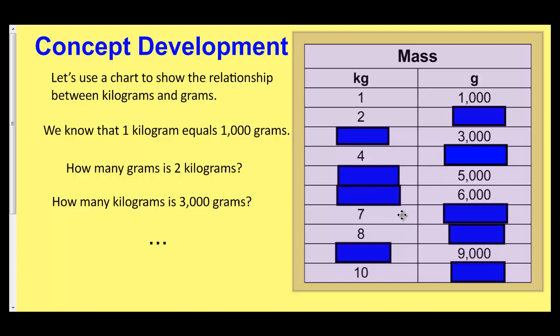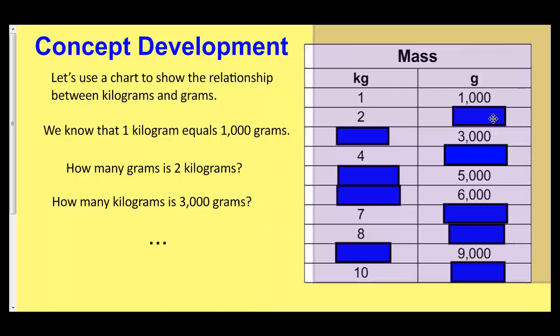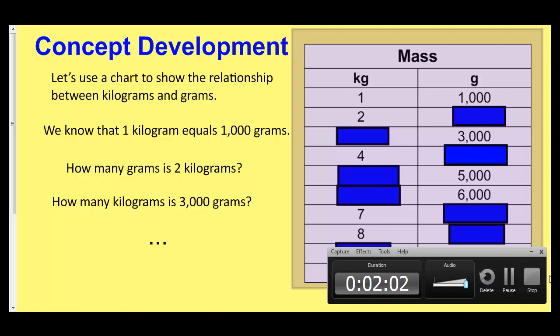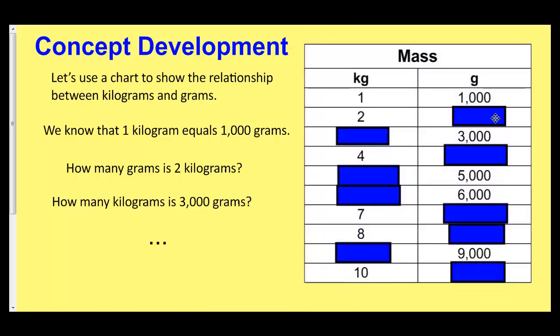The first thing that's really important for you to understand is that there are 1,000 grams in a kilogram. So it takes 1,000 paper clips to equal the weight of that dictionary. So we can always think about patterns. If we have 1 kilogram, and that equals 1,000 grams, if we have 2 kilograms, then that would equal 2,000 grams.